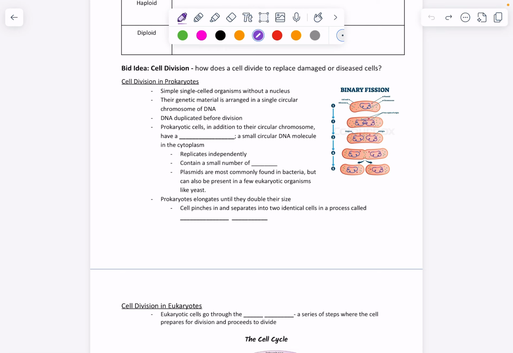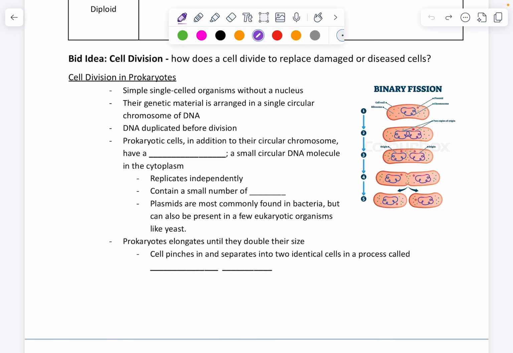Starting with prokaryotes, these are simple-celled organisms without a nucleus, and they contain their DNA in the cytoplasm, but they only have one chromosome, a single circular chromosome of DNA. Similar to eukaryotic cells, all organisms need to duplicate their DNA before they divide, to ensure that we have the same amount of DNA in both cells after division takes place. So the DNA gets duplicated, and in addition, prokaryotic cells have this other thing that stores genetic material. This is called a plasmid.